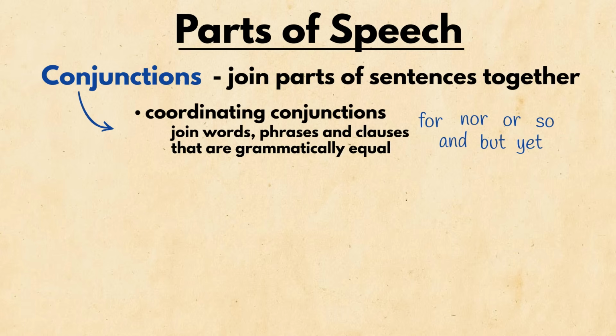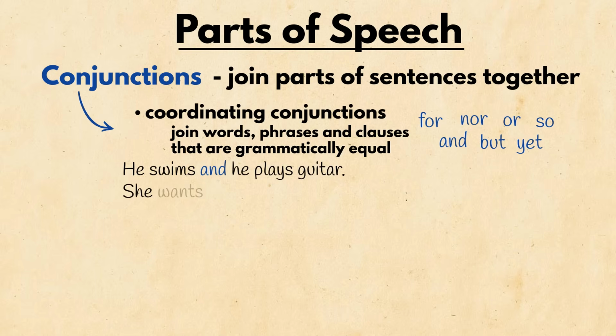Here are some examples of coordinating conjunctions in use. He swims and he plays guitar. She wants to watch a movie, but he wants to read.